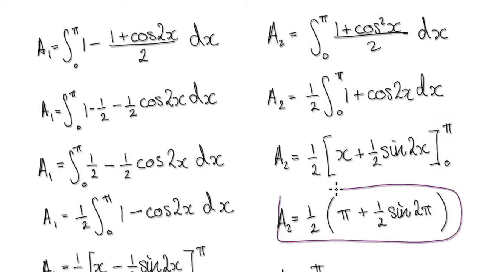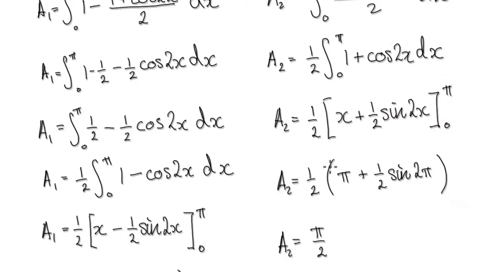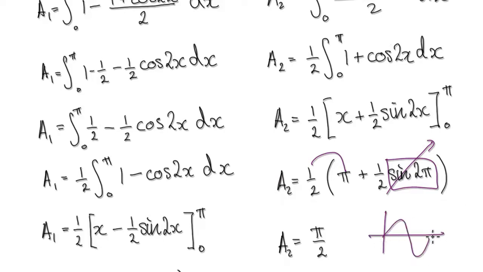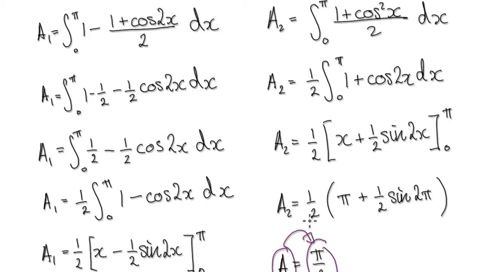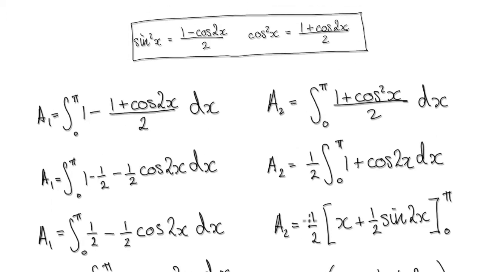And then now, this block here will be 0, because sine of 2 pi, remember, the sine graph looks like this. 2 pi is right here. Sine of 2 pi is 0. 0 times a half will be 0. So overall, this will be pi over 2. So A2 is pi over 2. Now let's look at A1. A1 is given by this.